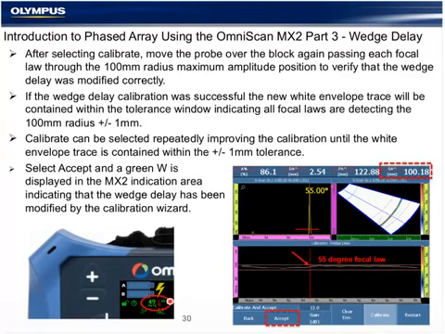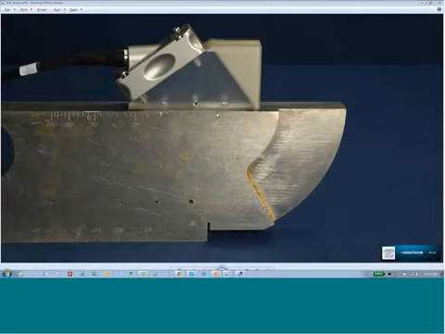So prior to moving on to sensitivity, we'll talk a little bit again about the wedge delay and velocity calibration and how it affects our data. Here we have a wedge delay and velocity calibrator on a standard IIW, and what you're about to see is I took a clock scan of the probe and slowly moved it across the IIW block, exposing every exit point to this position on the block.